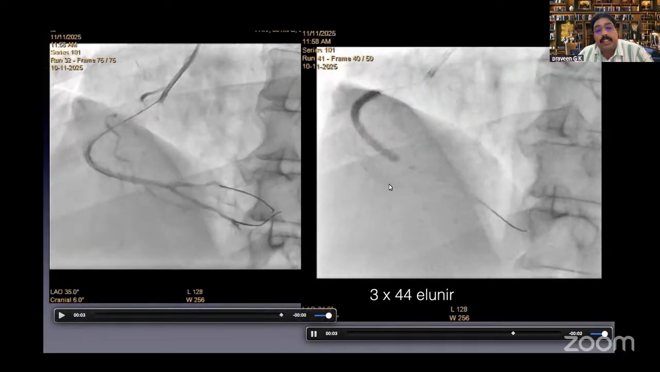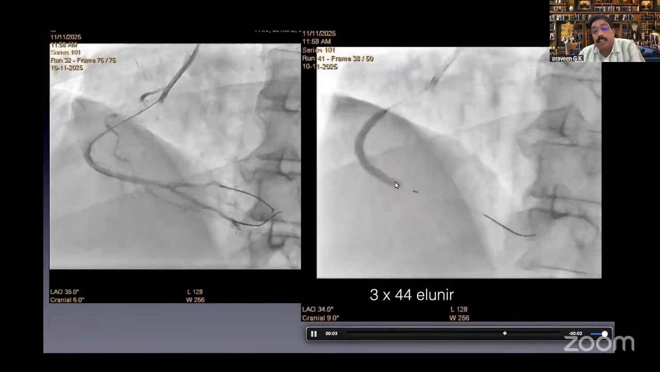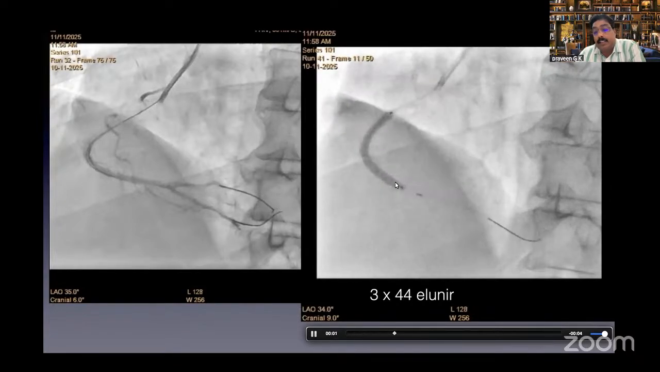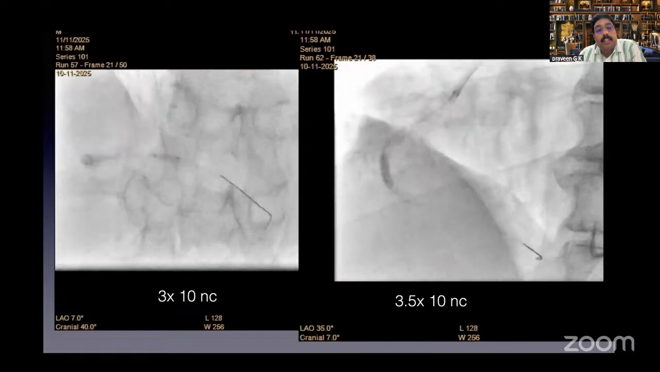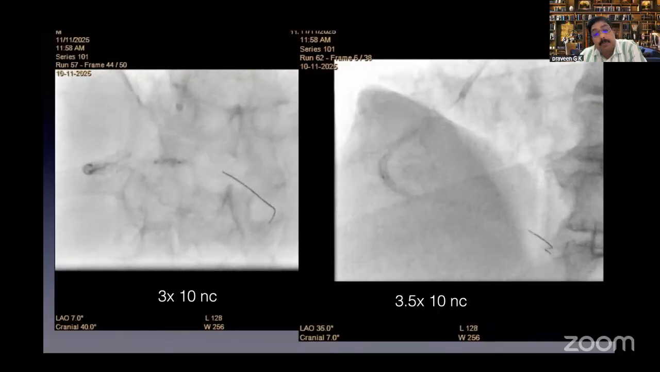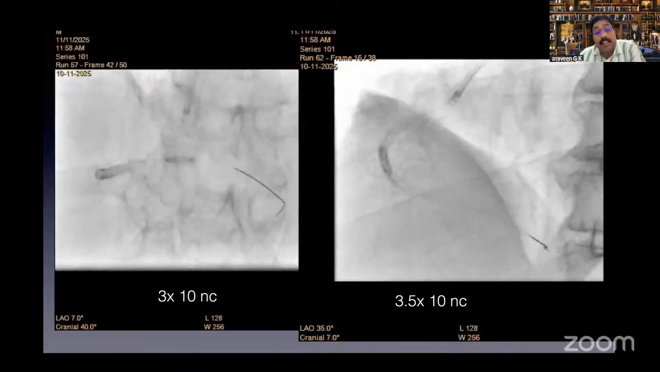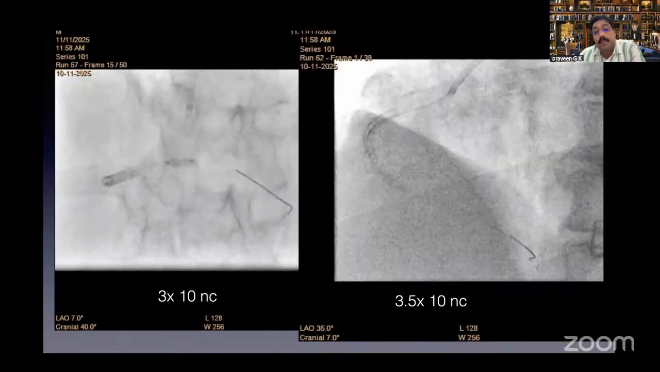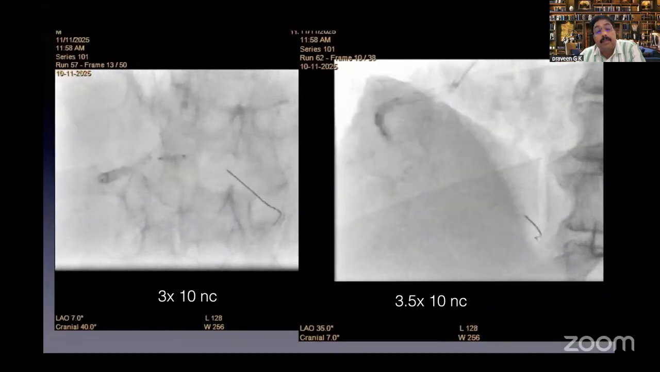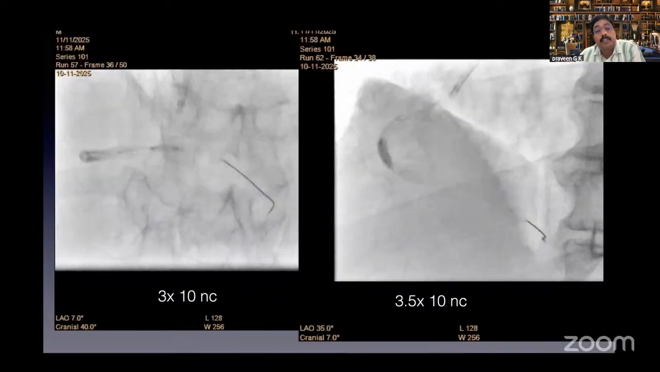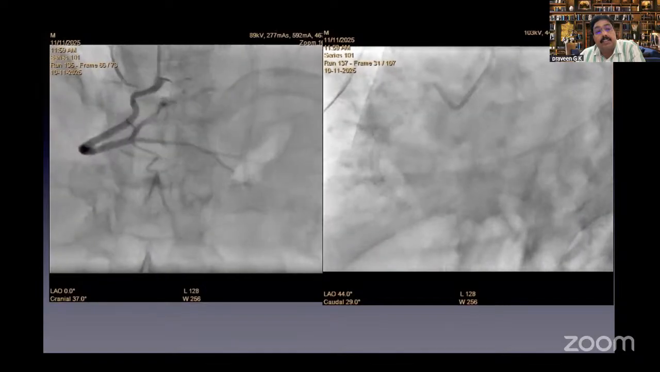Then after this, we did an overlapping stenting with a second 3x44 linear from the mid RCA, overlapping with the distal stent. And then the distal PDA was post-dilated, the distal RCA was dilated with a 3x10 NC, and the mid RCA was dilated with a 3.5x10 NC at high pressures. So this is the final result of the RCA.